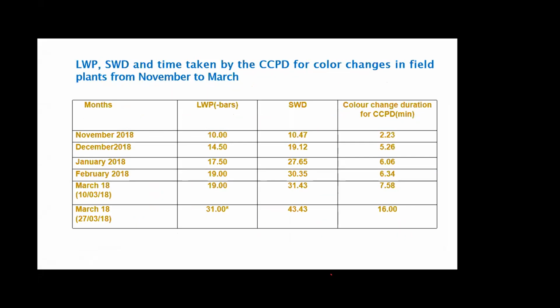Similarly, in 2018 also we conducted a trial here. In November 2018, there was enough soil moisture, so the time taken for color change was 2.23 minutes. During December, it increased to 5.26. You can see here, in March, during the stress condition, it came to 7.58 minutes. It means that during this time, we have to provide irrigation to our stressed plants.